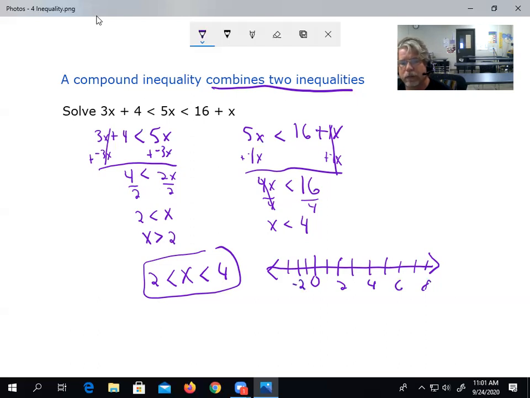Notice how we have greater than 2, so we don't include the 2, so we use an open circle there. And we have to be less than 4, so we have an open circle there at 4. And notice that x has got to be between those values, so it's got to be greater than 2, but it has to be less than 4, so we have to stay in between those two numbers. So that's what the graph would look like if I was graphing the inequality. Sometimes you may have to graph and solve a compound inequality, and that's what that would look like.